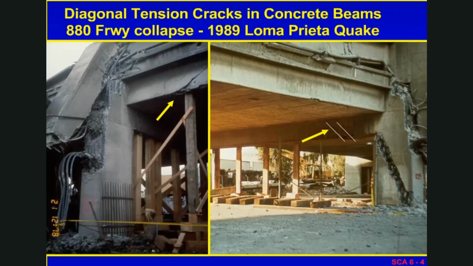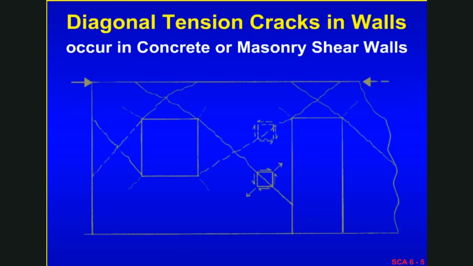Some examples from the 880 freeway of some cracks. Mostly here, they're diagonal cracks in the beam. And yes, there's a very large diagonal crack at the right in the column, which indicated some of its weakness. But the ones that I'm trying to illustrate here are those in the beams.